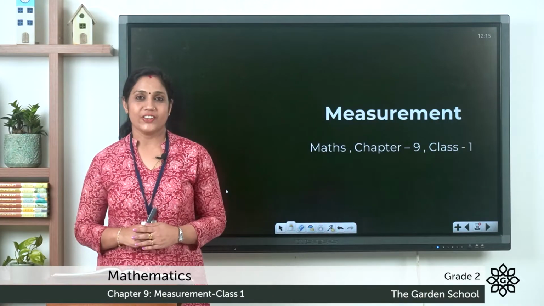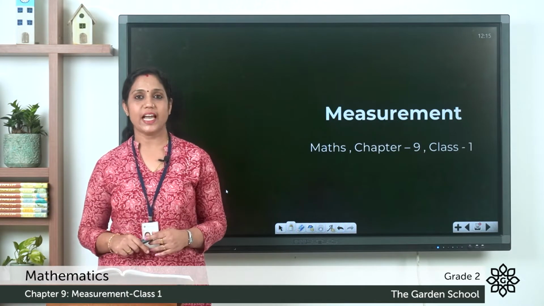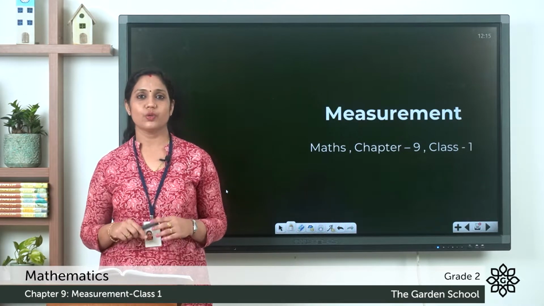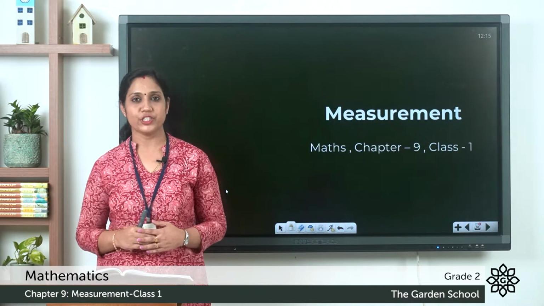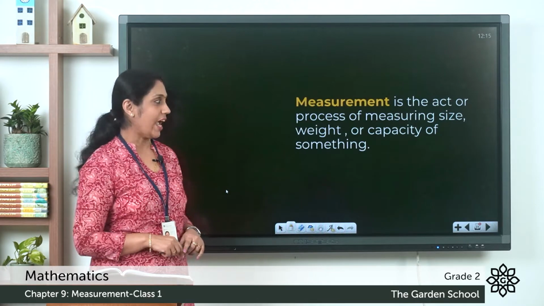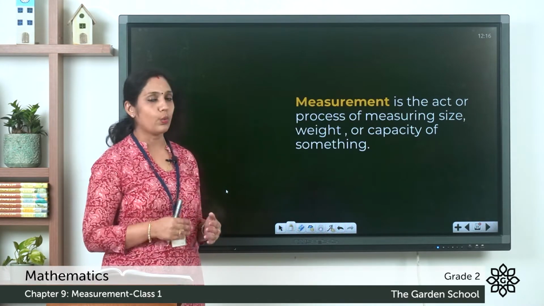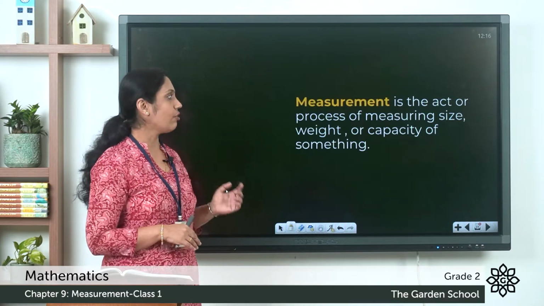Very good morning, children. Today in Maths, let's start a new chapter, Chapter 9, Measurement. So first, let's learn what is measurement. Measurement is the act or process of measuring size, weight or capacity of something.